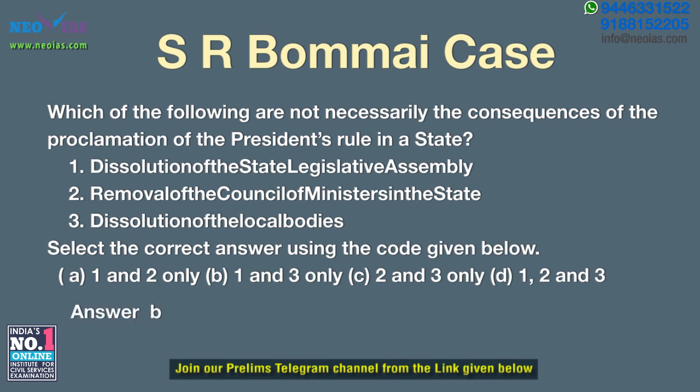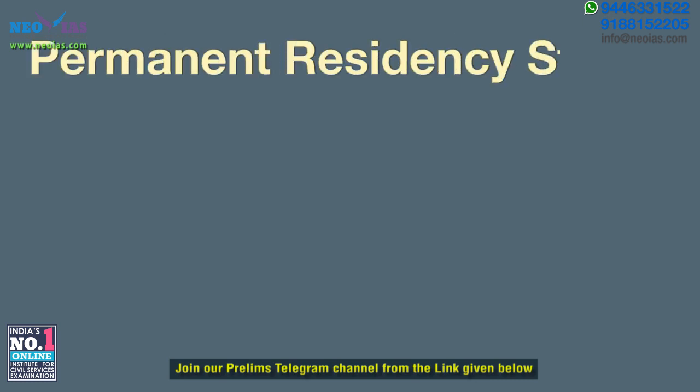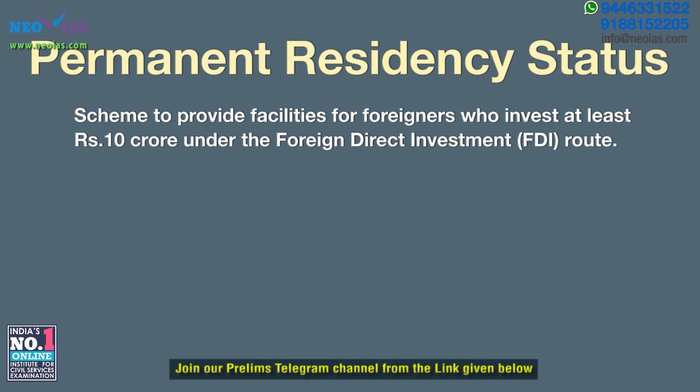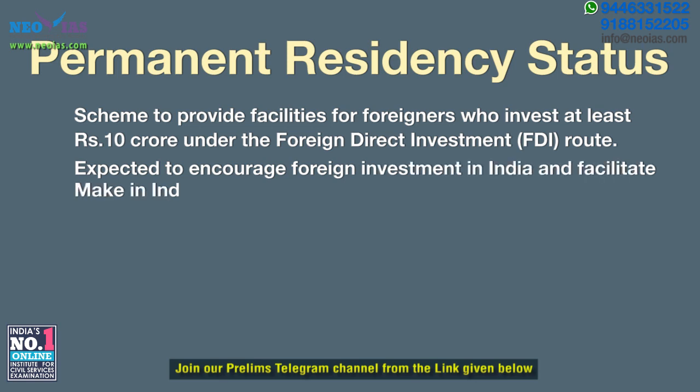Now the next topic is permanent residency status. It is actually a scheme, the permanent residency status scheme, and it came into news because 2 years after it was launched by the union government, the scheme is yet to find a single applicant. This scheme was launched to provide a host of facilities for foreigners who invest at least rupees 10 crores under the foreign direct investment route. And also the scheme is expected to encourage foreign investment in India and thereby facilitate the Make in India program.